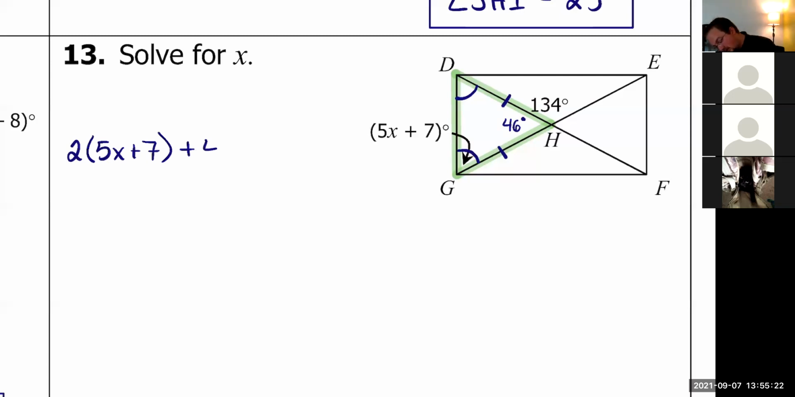Well, it's a little bit of elbow grease. We should be able to work our way through, and we'll be in luck because we're just finding x anyways.